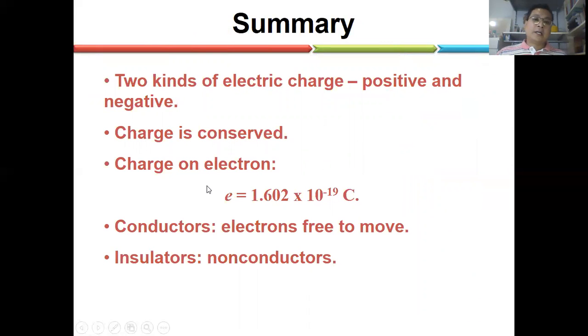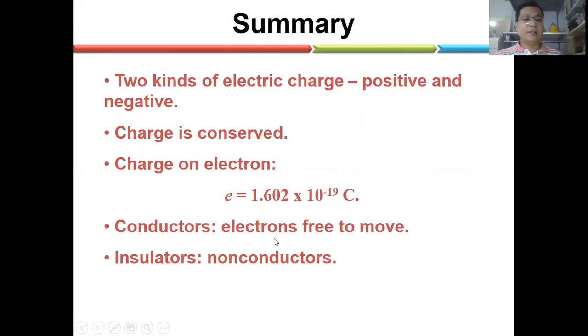Okay, I think for the theory of electric charge and electric field, we can take some points here. First, there are two kinds of electric charge, positive and negative, and charge is conserved. The charge on an electron is a fixed or constant number, equal to 1.602 times 10 to the power negative 19, in the unit of Coulomb.